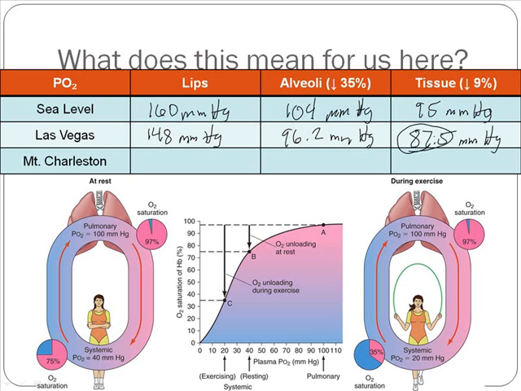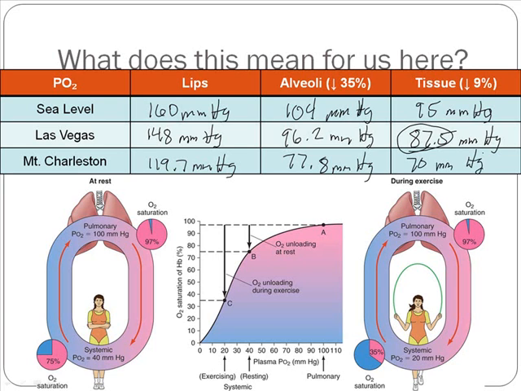But now we're going to go up to Mount Charleston. Based on the official elevation of Mount Charleston, the PO2 at the lips is 119.7 millimeters of mercury. At the alveolar level up on Mount Charleston, your PO2 drops to about 77.8 millimeters of mercury. And then at the tissue level, you drop down to about 70 millimeters of mercury.